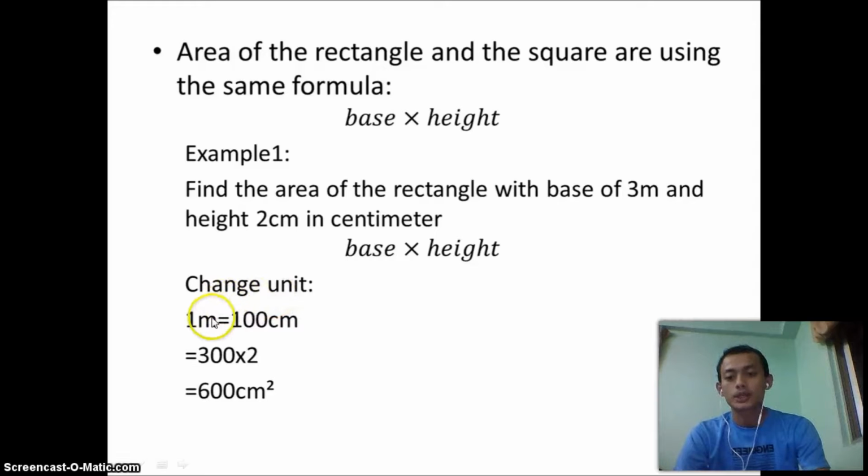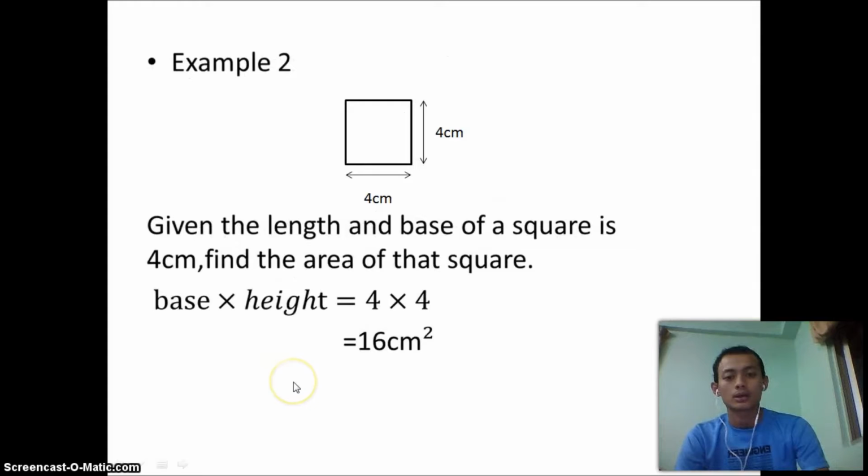As usual, you have to change the unit first. As you know, 1 meter is equal to 100 centimeters. So it will be 300 centimeters times the height. It will be 600 centimeters squared. Squared is the unit for an area. So let's go to example 2.